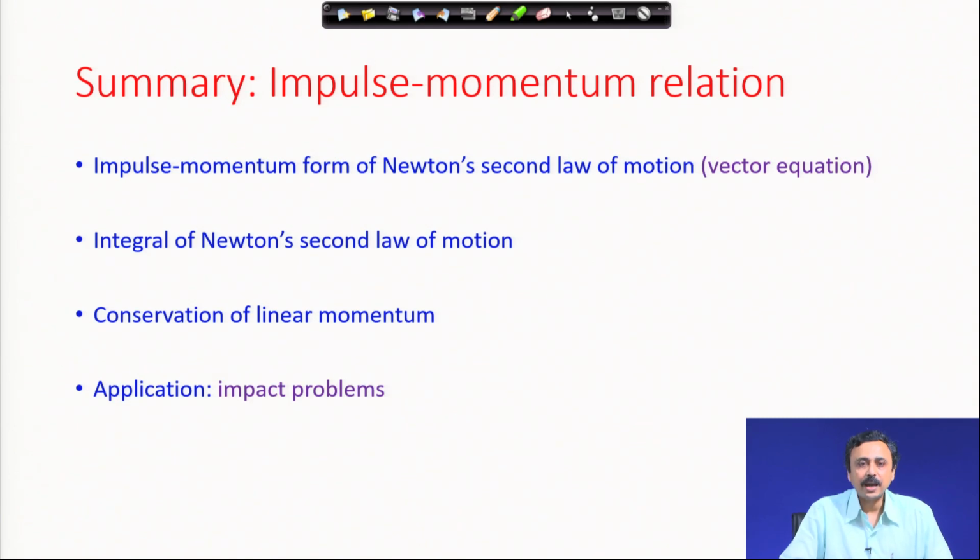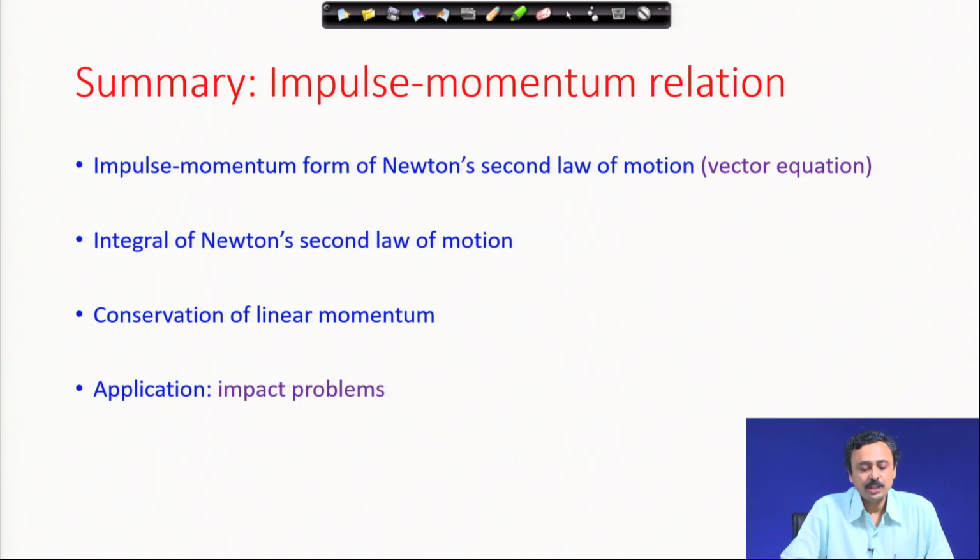Let me summarize. We have discussed the impulse-momentum form of Newton's second law. As I have mentioned, this is a vector relation and an integral of Newton's second law. Therefore, this will not generate new information. It presents the information already there in Newton's second law in a different form, which sometimes is quite useful.